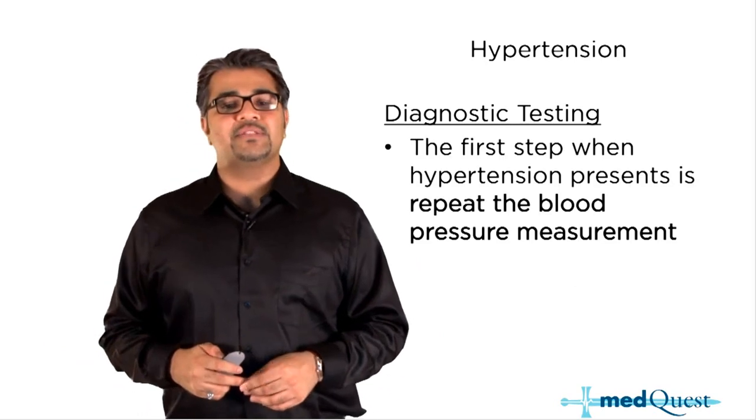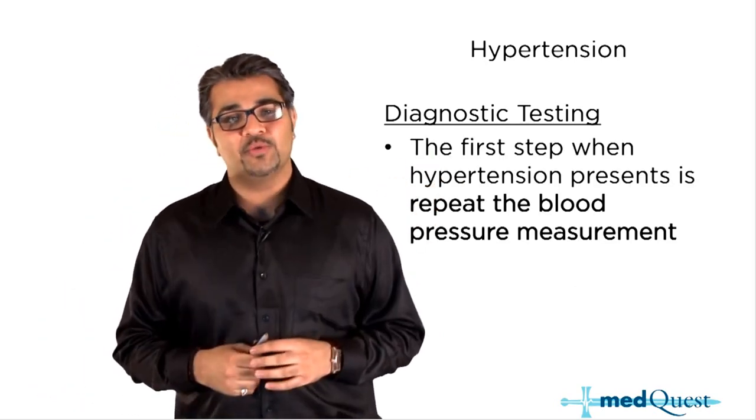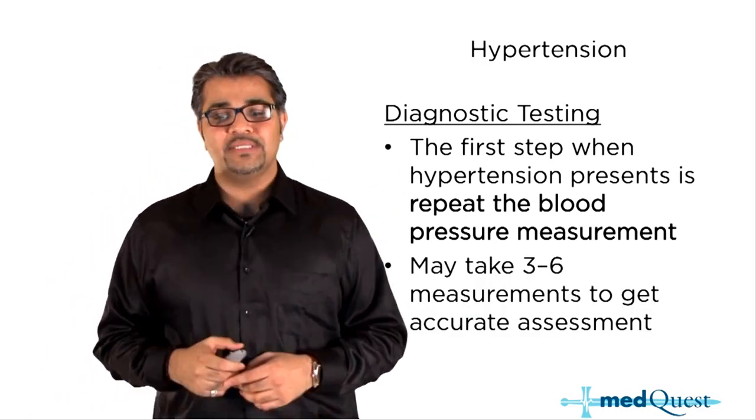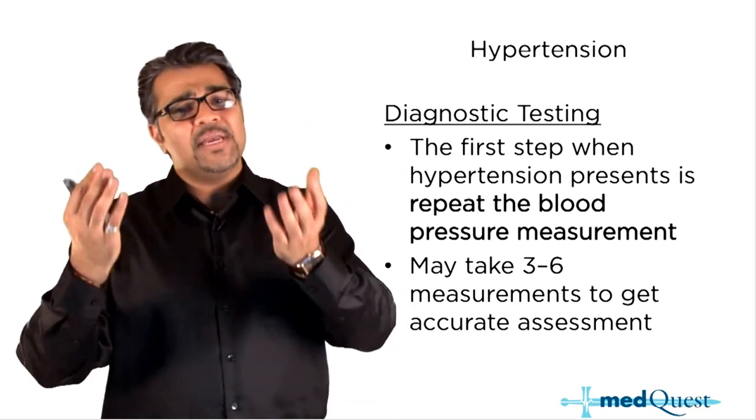So how do you diagnose it? Well, the first step when hypertension is present is repeat the blood pressure measurement in 1 to 2 weeks. You might need up to 3 to 6 different measurements to get an accurate assessment. 3 to 6? Yes, bring them back. Make sure that they truly have it.